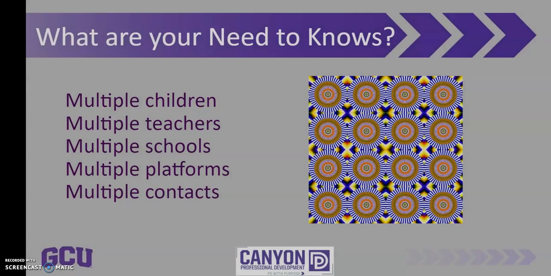So first, what are your need-to-knows? Are you trying to organize and schedule one child or multiple children's learning? Are there multiple teachers? Do you have children going to more than one school? Do teachers in the same school or at different schools use different learning platforms? Do you know how to access those? Are there multiple points of contact, whether that's for the free lunch delivery, for administration, for each teacher? What are they?